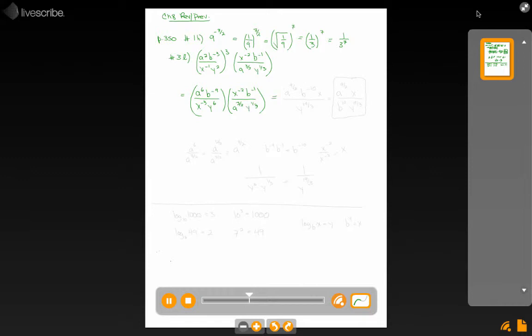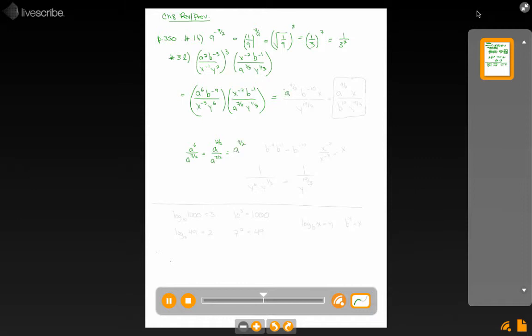Now your exponent rules say when you multiply things with the same base, you can add their exponents, and when you divide things with the same base, you can subtract their exponents. So, for example, here, when I look at the a's, I have a to the 6 over a to the 3 over 2. Those are the only a's in this whole thing. So I can say, well, that's a to the 12 over 2 over a to the 3 over 2, so that I can subtract and say that's a to the 9 over 2.